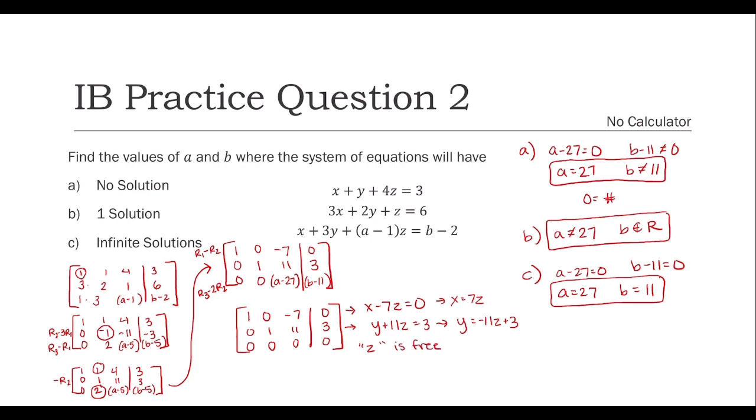This means that our general solution, our (x, y, z), would be x equals 7z, y equals negative 11z plus 3, z equals z. Or as a coordinate, (7z, negative 11z plus 3, z). So that's just your general solution if it were to have an infinite number of solutions.